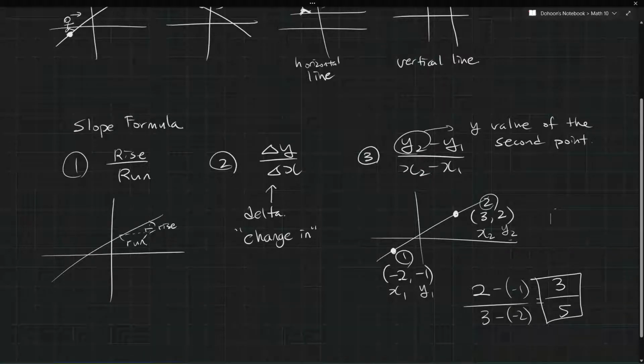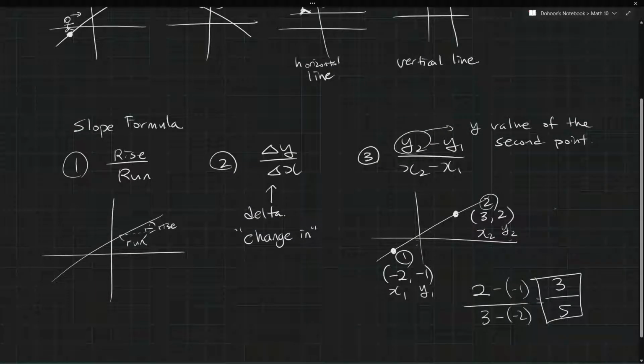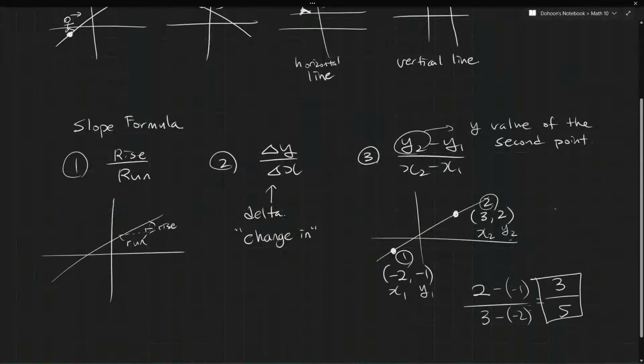And so to go back to why the 4 types of slopes are called that, well, you can see that this slope gave me the slope of 3/5. That's a number that I get from a slope. And 3/5 is a positive number. Positive slope is positive number.